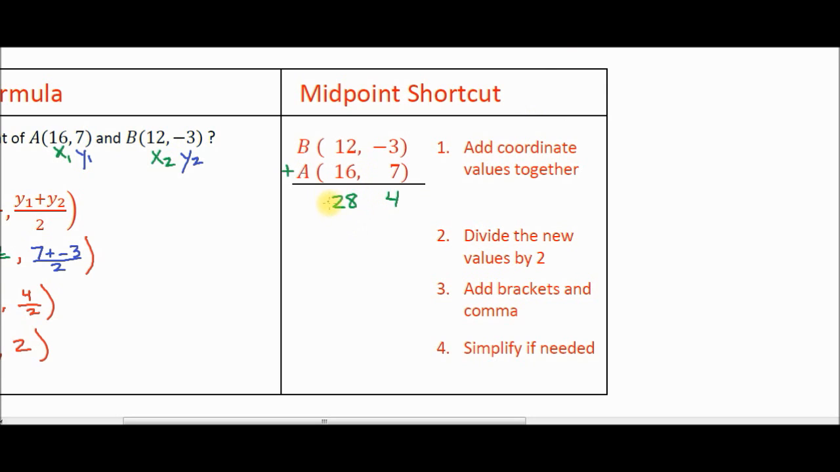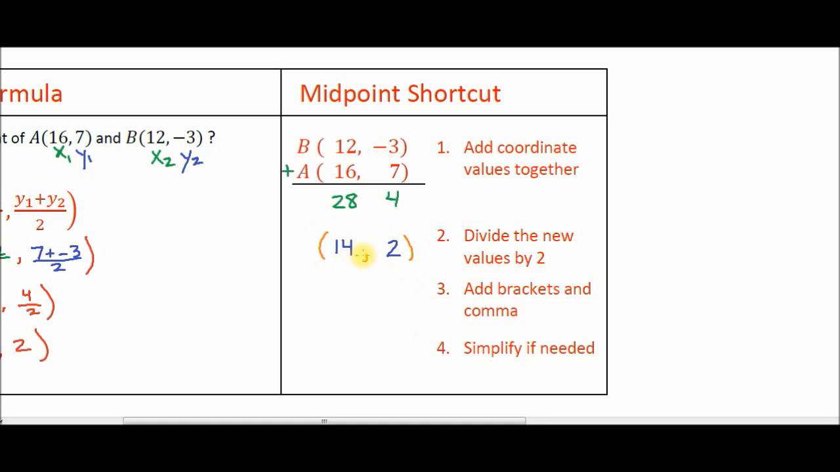Step number 2, divide the new values by 2. So all you do is take 28 divided by 2 in your calculator. That's going to be 14. And 4 divided by 2 is 2. That's step number 2. Step number 3, add brackets and a comma. All you're doing is this, comma, brackets.